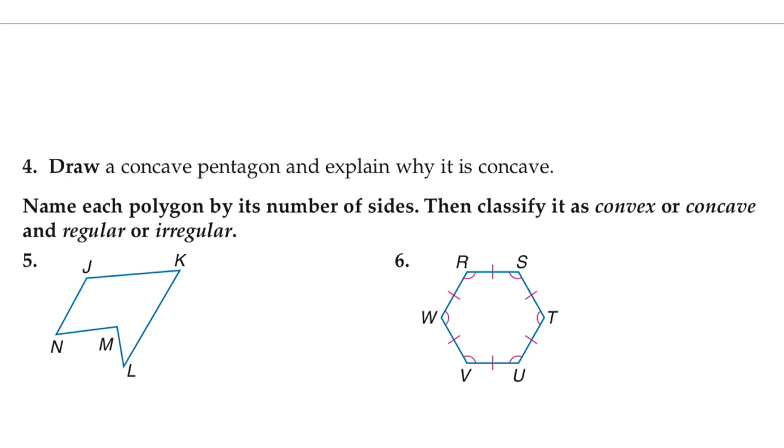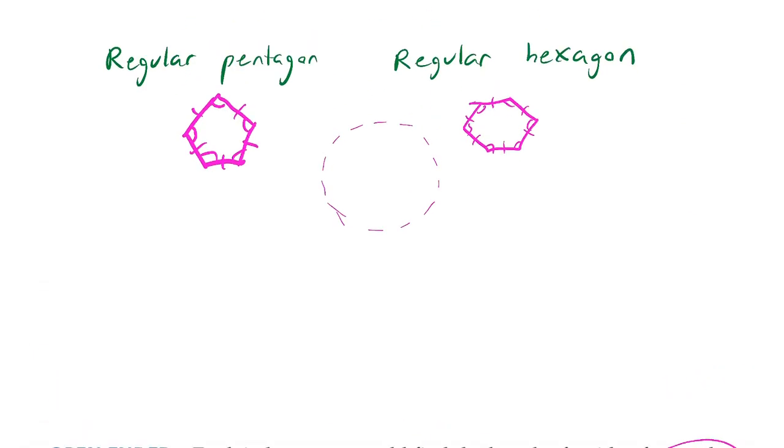And then, okay, so draw a concave pentagon and explain why it's concave. Okay, so let's remember. So pentagon, that's a 5-gon. That's 5 sides. It doesn't say regular, right? Because actually, you can't have a shape be regular and concave. To have an indent in the shape, you have to have a smaller angle than these other angles. And so you can't actually have a concave and regular. Remember, there's only one regular polygon of each number, and a regular pentagon always looks like that.